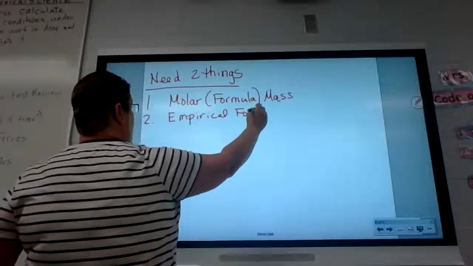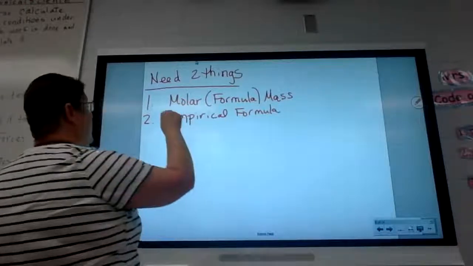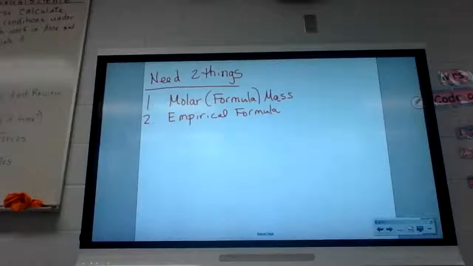Now, the first problem we're going to do, I'm going to give you the empirical formula. Tomorrow on the lab, I'm not giving you the empirical formula. You have to do what we just spent the first part of class learning. You have to find the empirical formula first, then you're going to do this part. Okay? Does that make sense?